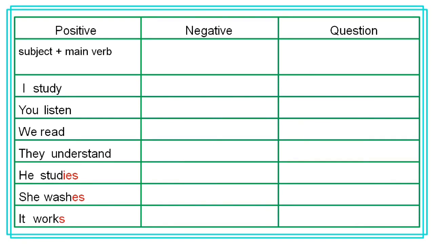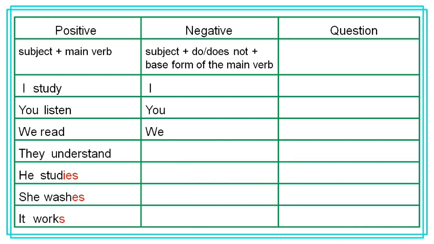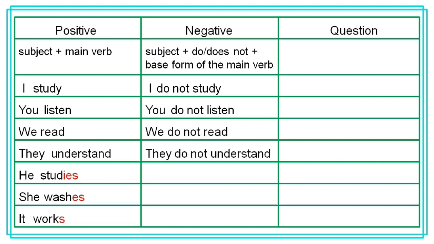To form the negative, simply follow the pattern subject plus do not or does not plus base form of the main verb. For I, you, we, they, and other plural subjects, use the auxiliary do. For example, I do not study. You do not listen. We do not read. They do not understand.